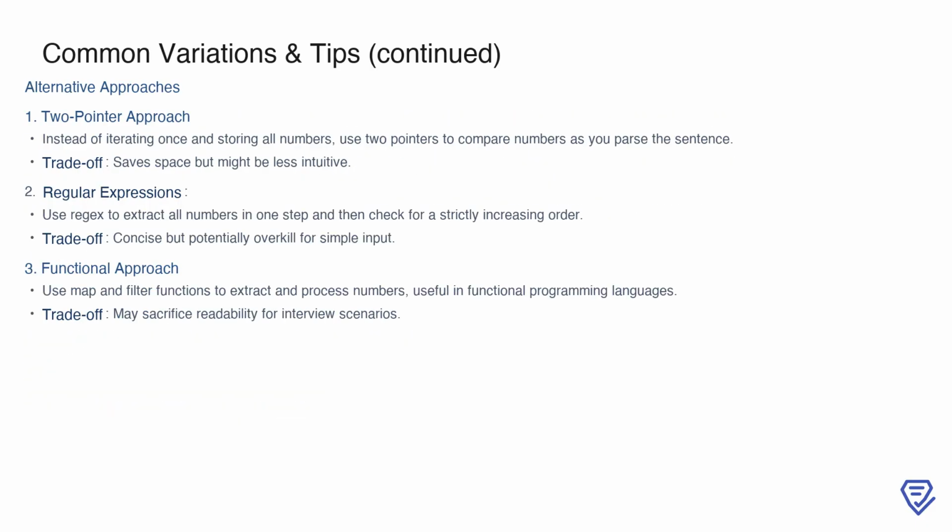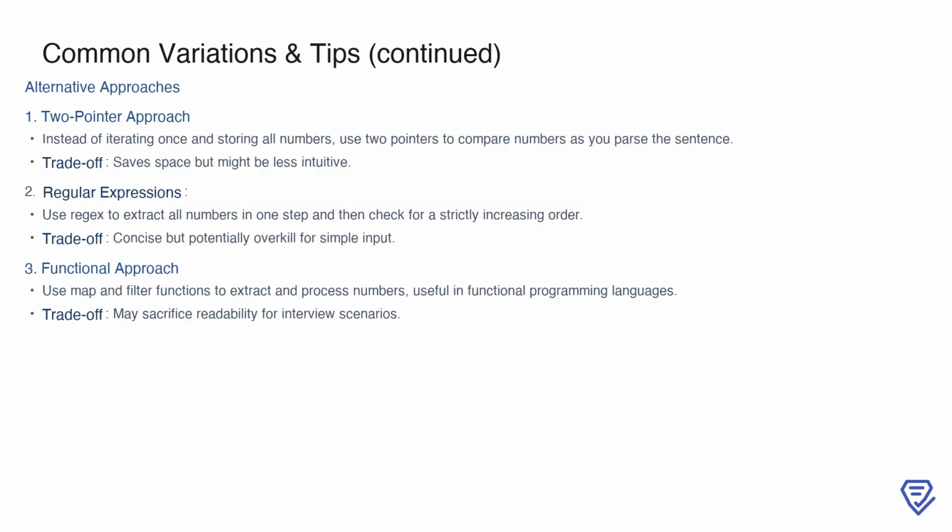There are also alternative approaches you can consider for this problem. One option is the two-pointer approach, which allows you to compare numbers as you parse the sentence instead of storing them all first. This method can save memory, but it might be less intuitive to implement.